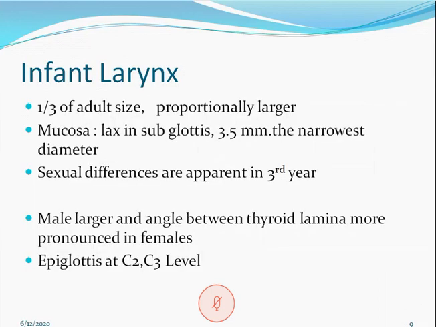The infant larynx is actually one-third of the adult size, proportionally larger. Mucosa is lax. It is narrowest in the subglottic area, that is 3.5 mm. Sexual difference is apparent in the 3rd year. They can differentiate male and female sex. Males are larger and the angle between the thyroid laminae is more pronounced than in females. Epiglottis is at the C2 and C3 level.